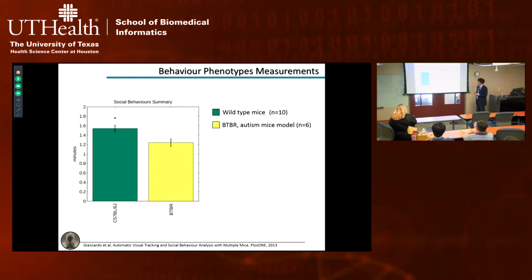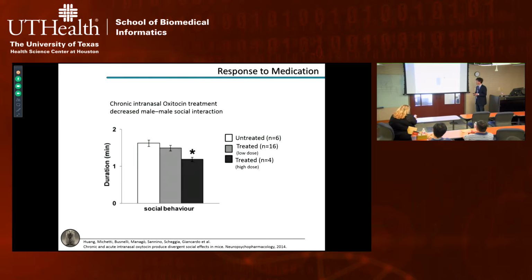We calculated the way they interact, and we could see that the social behavior in the wild type mice is statistically significantly more than in the BTBR, as expected. This was published. We were very happy. But then the people in the life sciences used this technique to actually make discoveries, because this is something known: it's an autism model. So you know that these mice are less sociable.